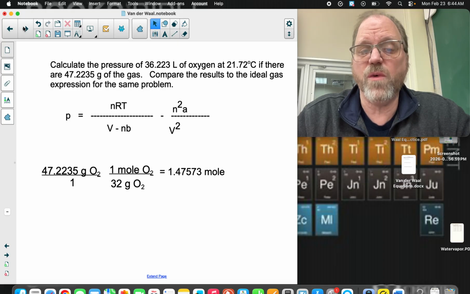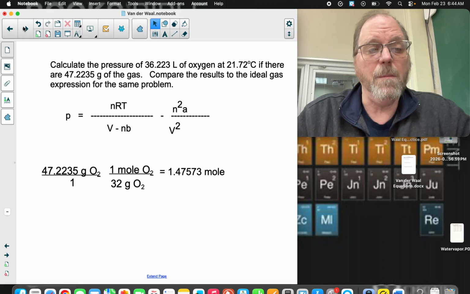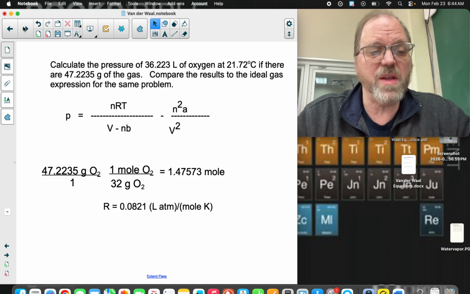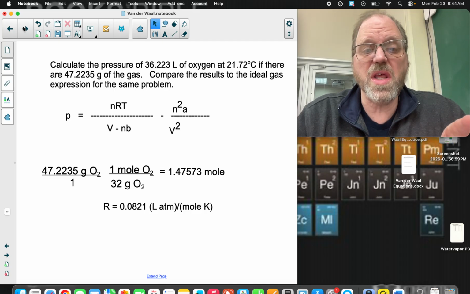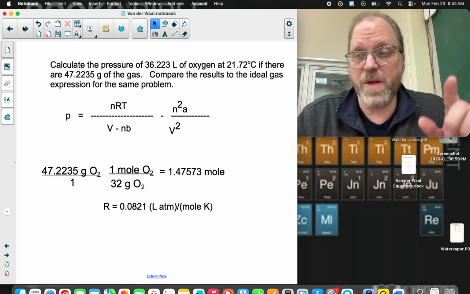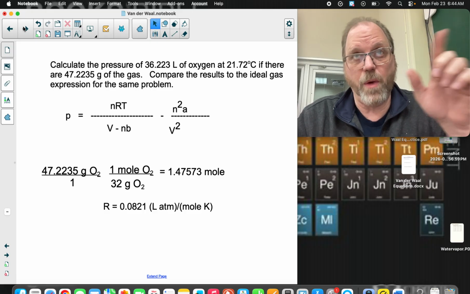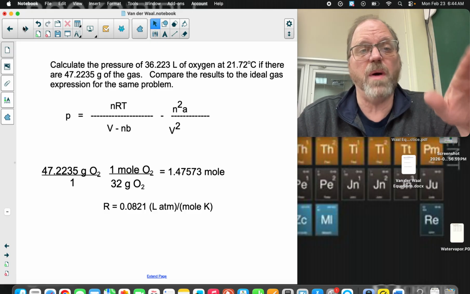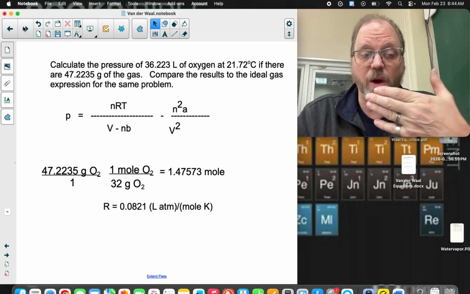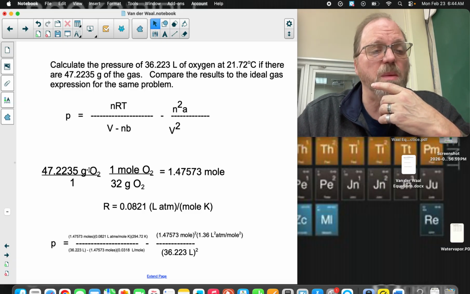So we have 1.47573 moles of oxygen. Now we're going to plug those values in. We're going to use the 0.0821, not 8.31 liter kilopascals, because both of the A and B values are in atmospheres. All right, so put our values in there.